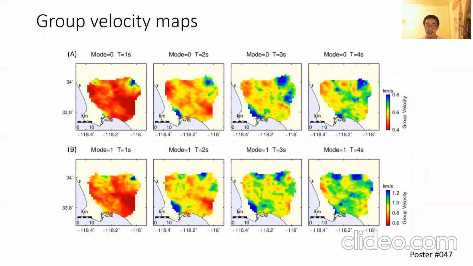The results are shown in these 8 figures, and the most pronounced feature for the group velocity maps is the shrinking high velocity zone as the period goes longer. This means the basin gets narrower as it gets deeper. Another feature is that the low velocity zone is surrounded by 2 high velocity patches at 2 different sides. One is the northeastern, another is the southwestern.